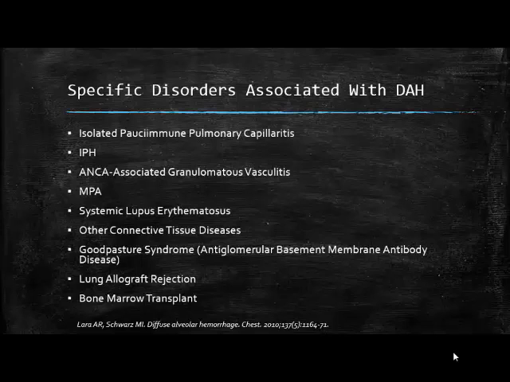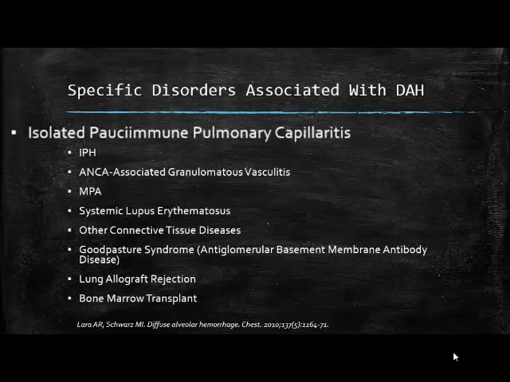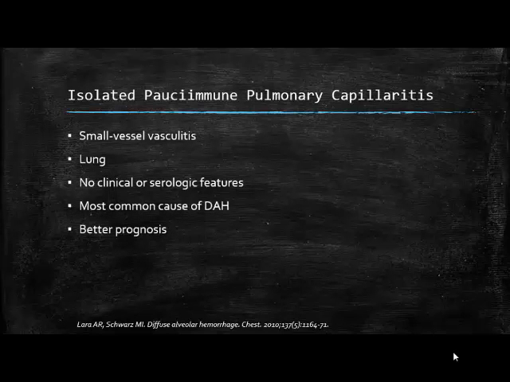Now, the other part of the talk is about specific disorders that are associated with diffuse alveolar hemorrhage. I'm going to start with isolated pauci-immune pulmonary capillaritis. This is a small vessel vasculitis involving the lung. You have no clinical or serological features, and it's the most common cause of DAH, and carries a good prognosis.